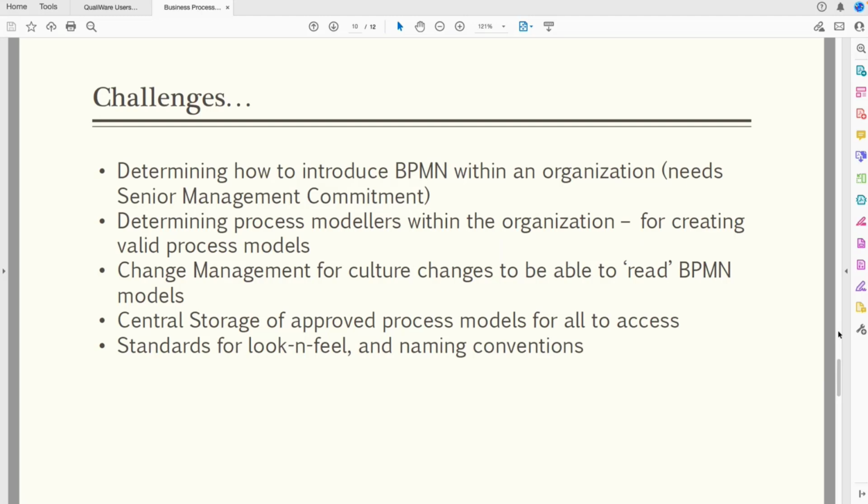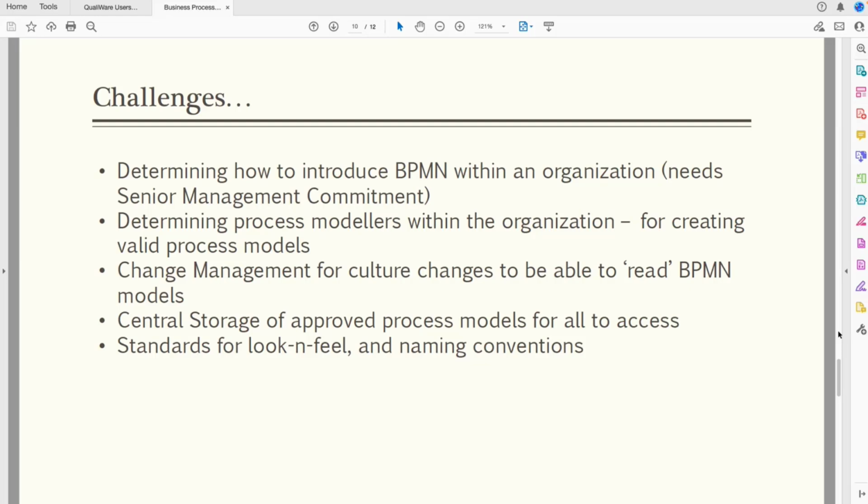What are the challenges? Well, determining how to introduce, I said BPMN, but it's really process modeling as a discipline within an organization. That needs senior management commitment. So I heard earlier, SSC, they've standardized on BPMN, and they've standardized on Archimate, and that needed senior management commitment in order to do that.